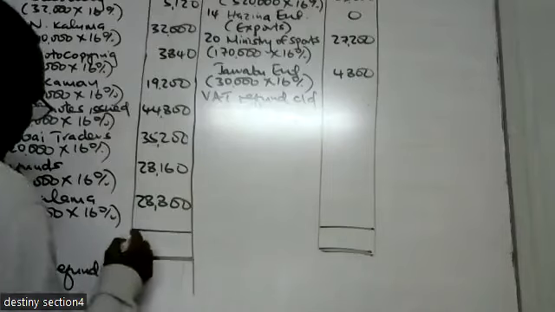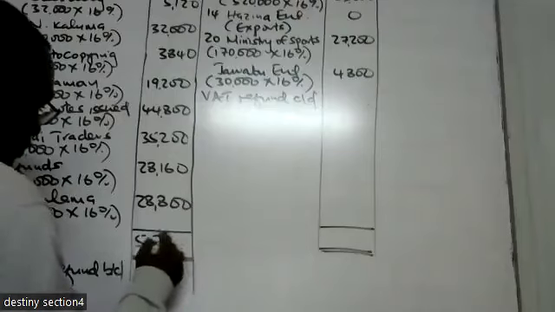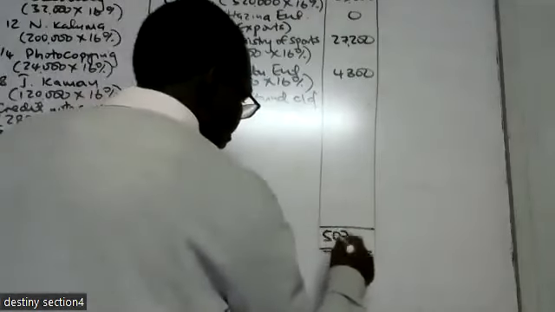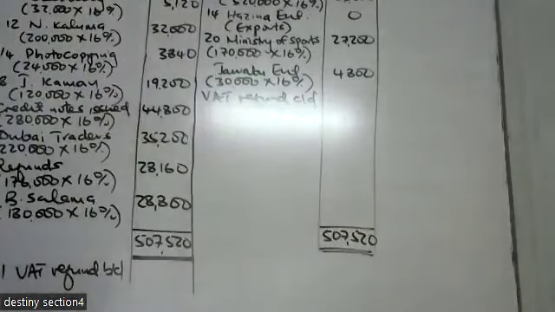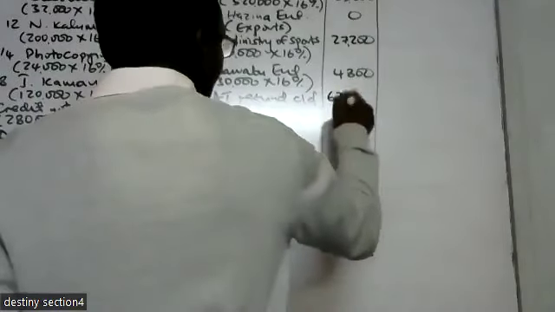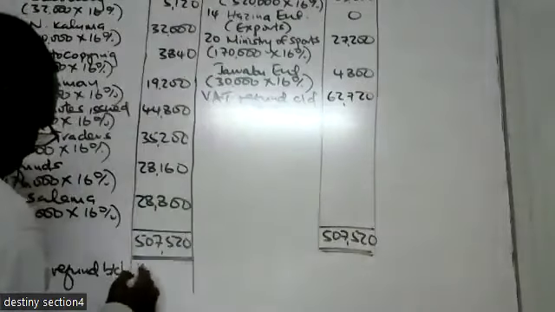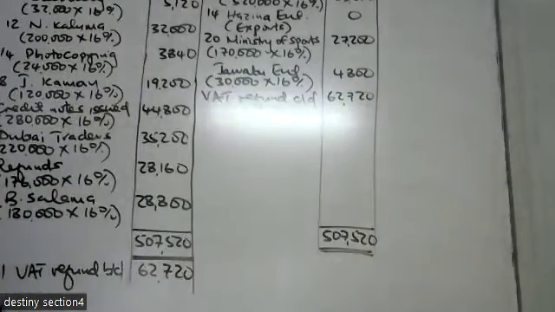Digit 507,520. Balance is 62,720. So bring it here, 62,720, and we are done.